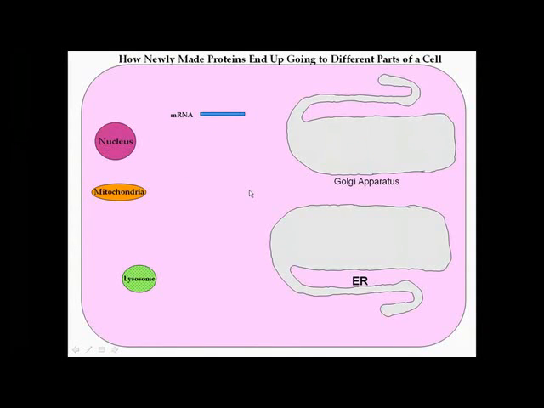There are different types of signal sequences, and what the different types of signal sequences do is they tell the cell to deliver the protein to different spots. So we just saw one example of what a signal sequence can do.